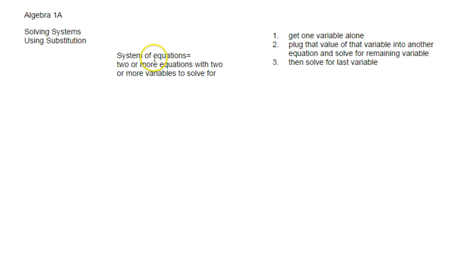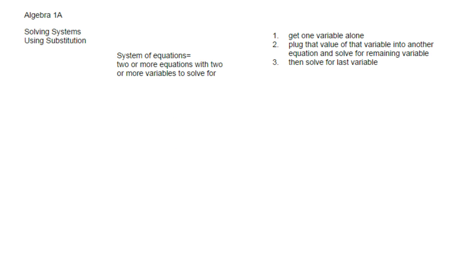Okay, so solving systems using substitution. Once again, just our definitions: a system of equations is two or more equations with two or more variables to solve for. Here are the steps. Number one, get one variable alone. Number two, plug in the value of that variable into another equation and solve for the remaining variable, and then solve for the last variable.